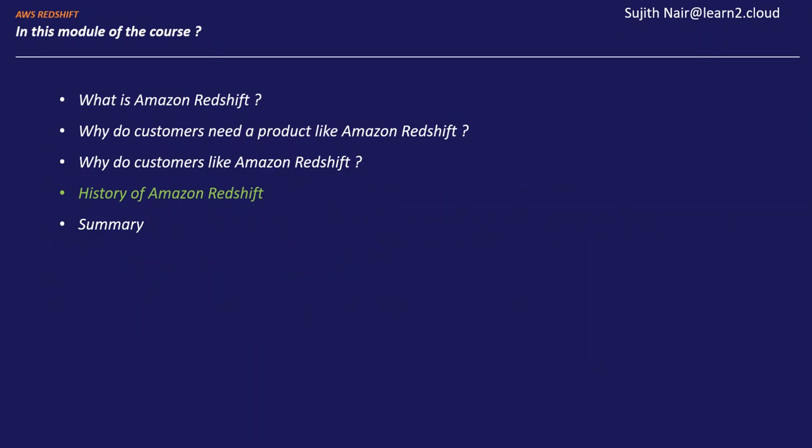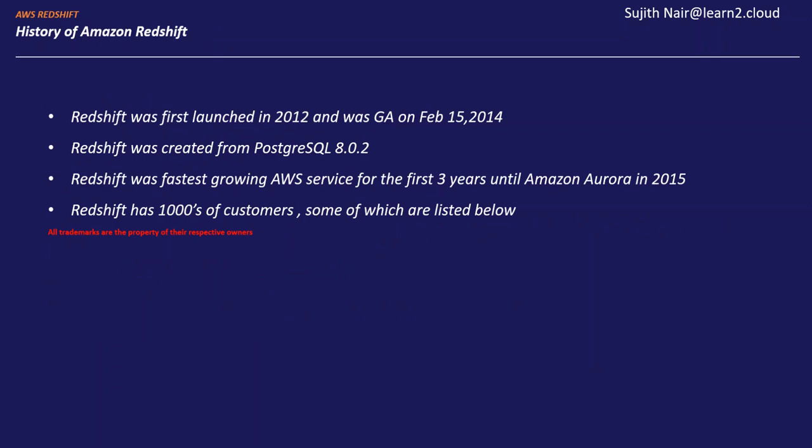So the next topic that we are going to talk about is the history of Amazon Redshift. Redshift was first launched in 2012 and was GA on February 15, 2014. GA means general availability. Let me explain what general availability is before we move forward.